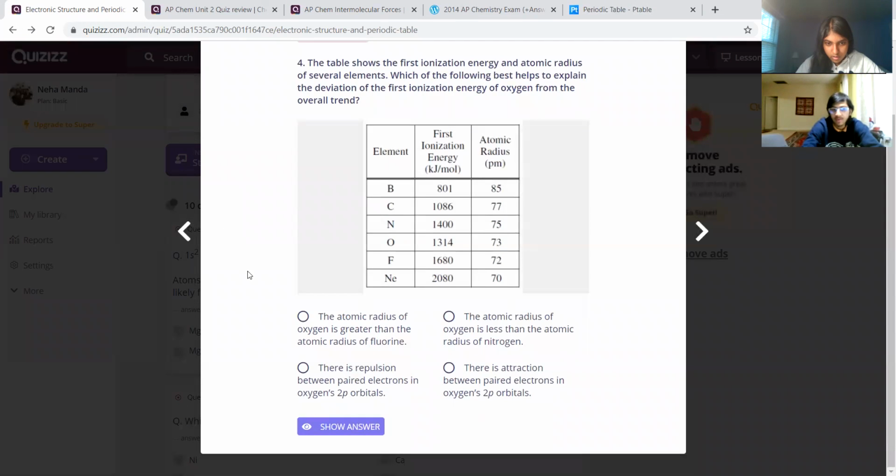Exactly. So, which one would it be? The atomic radius of oxygen. No, there's repulsion between paired electrons. There's attraction between paired electrons. I think it would be repulsion. Yeah. Okay. Why? Because think about it, right? You have 1, 2, 3, and then another one. So it's so close to reaching a stable state that it's a little bit unstable. So the two electrons that are paired want to repel each other. It wants to get away.